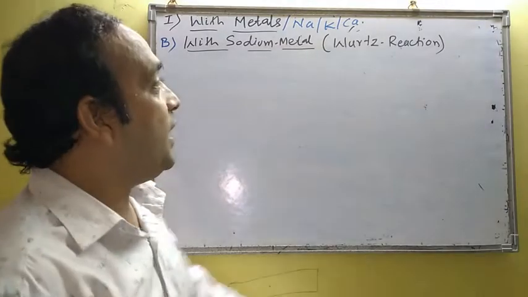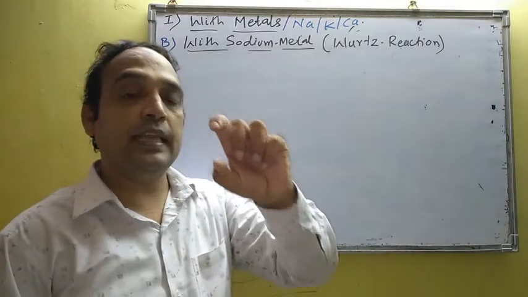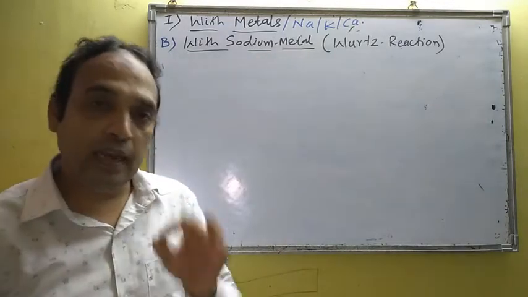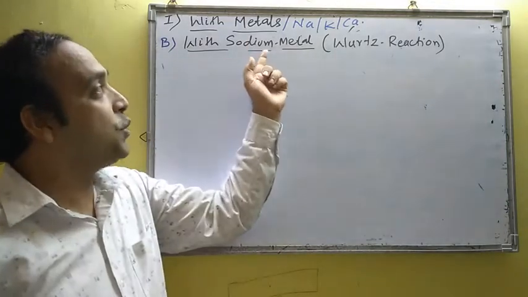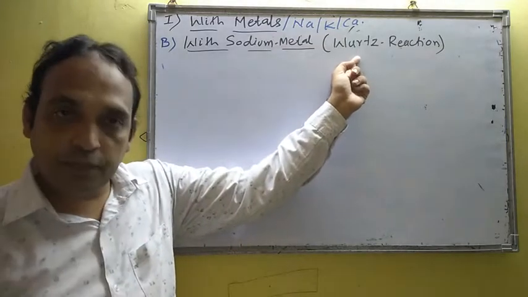Now student, after magnesium metal we are going to start the reaction of alkyl halide with a second active metal, that is sodium. Alkyl halide reacts with sodium metal. This reaction is called the Wurtz reaction.